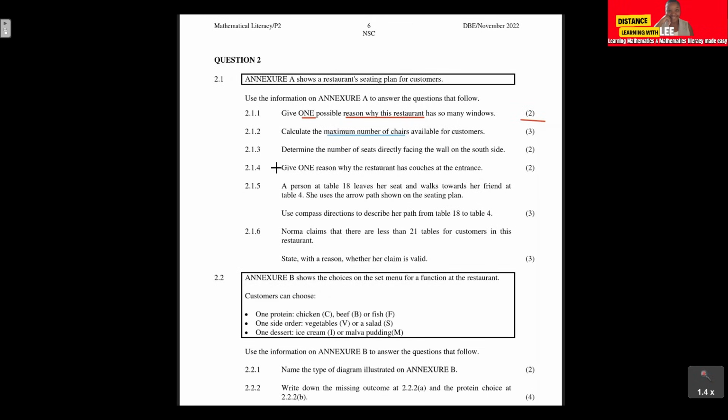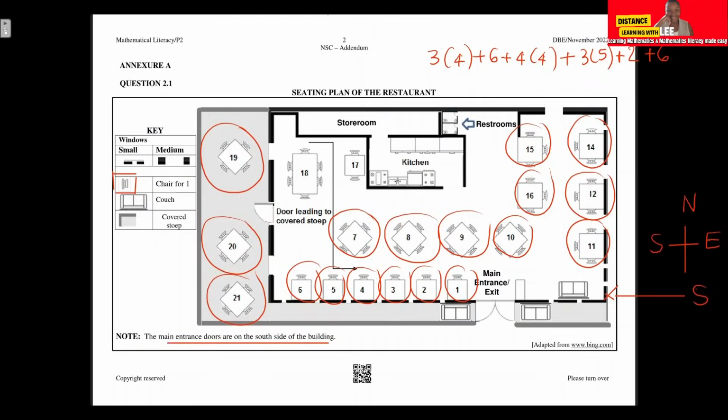Question 2.1.3 says, determine the number of seats directly facing the wall on the south side. Okay, so we want to find the number of seats that are directly facing the wall on the south side. There are two answers that will be accepted here, right? Let's just have a look at what's actually going on here.